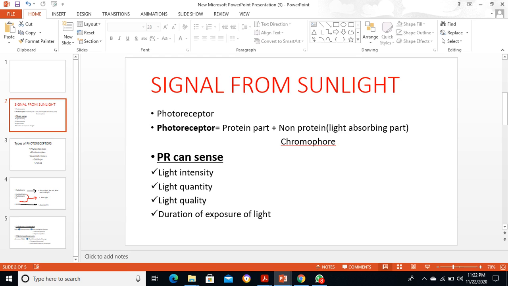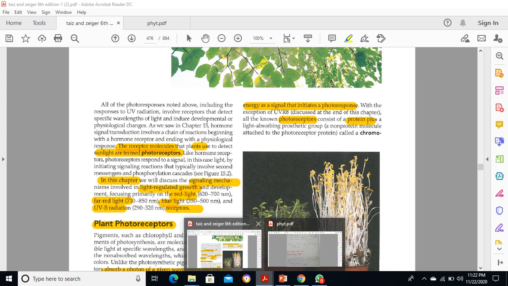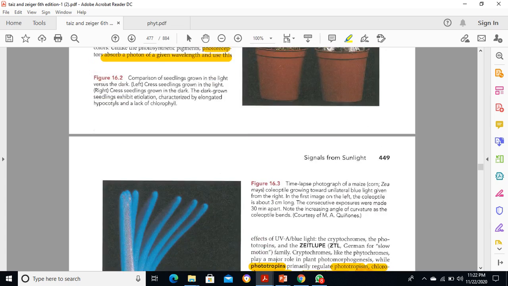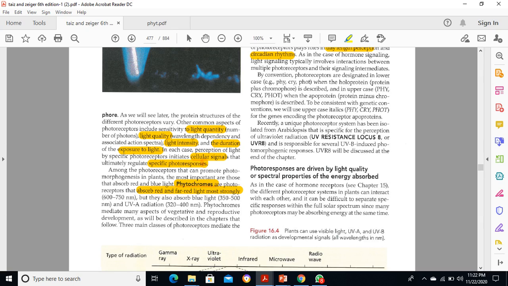So what do photoreceptors do? Photoreceptors can sense light intensity. They can sense light quantity and duration and exposure of light. In the textbook you can see they can sense light quality, light quantity, light intensity, and duration of the exposure of light. So for all these things, they can sense, and sunlight acts as a cellular signal to regulate various specific photoresponses.